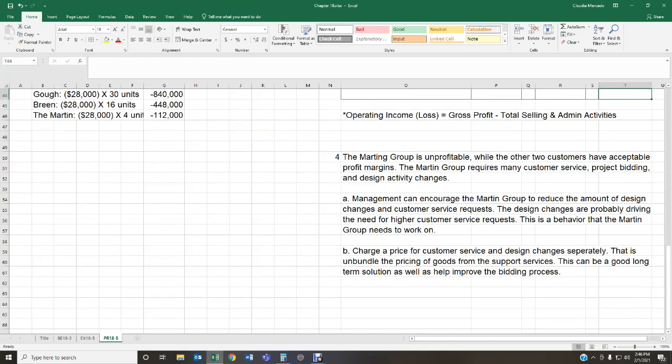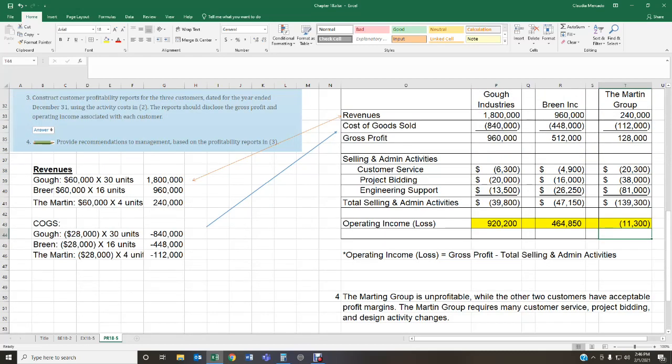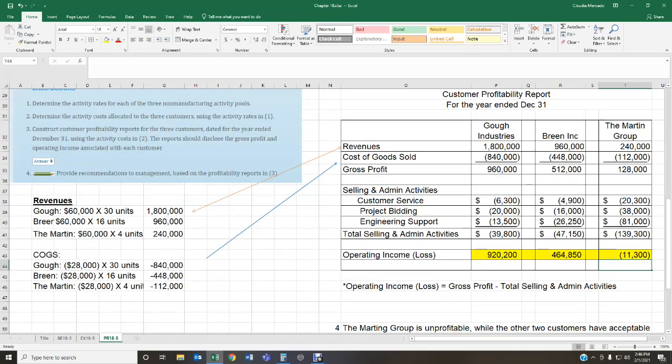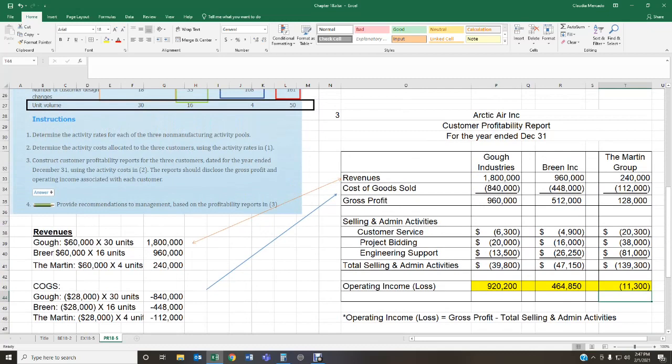Okay, so to reduce us having a loss, the main reason we have a loss, if we look at the report, is because of our selling and admin expenses. We had a gross profit of 128, but then we have all of these selling and admin expenses. And look at these figures: 81,000 for engineering support, 38,000 for project bidding. If we could decrease the selling and admin activities, then our gross profit would be higher. So we have to conduct research as to why my selling and admin expenses for customer service, project bidding, and engineering support are so high for the Martin Group.